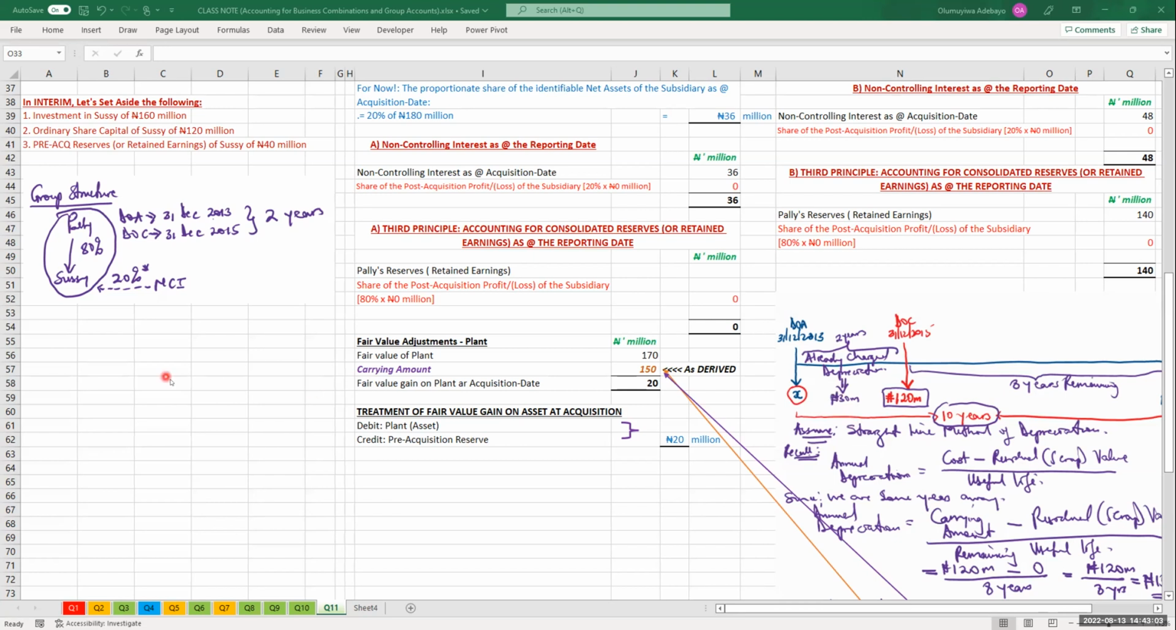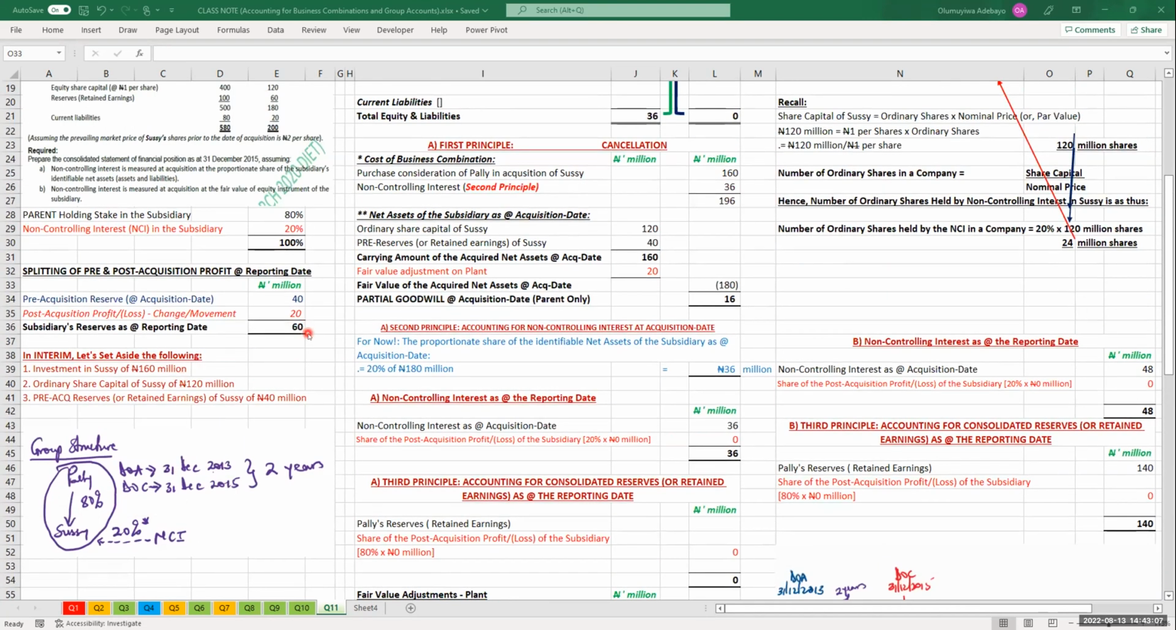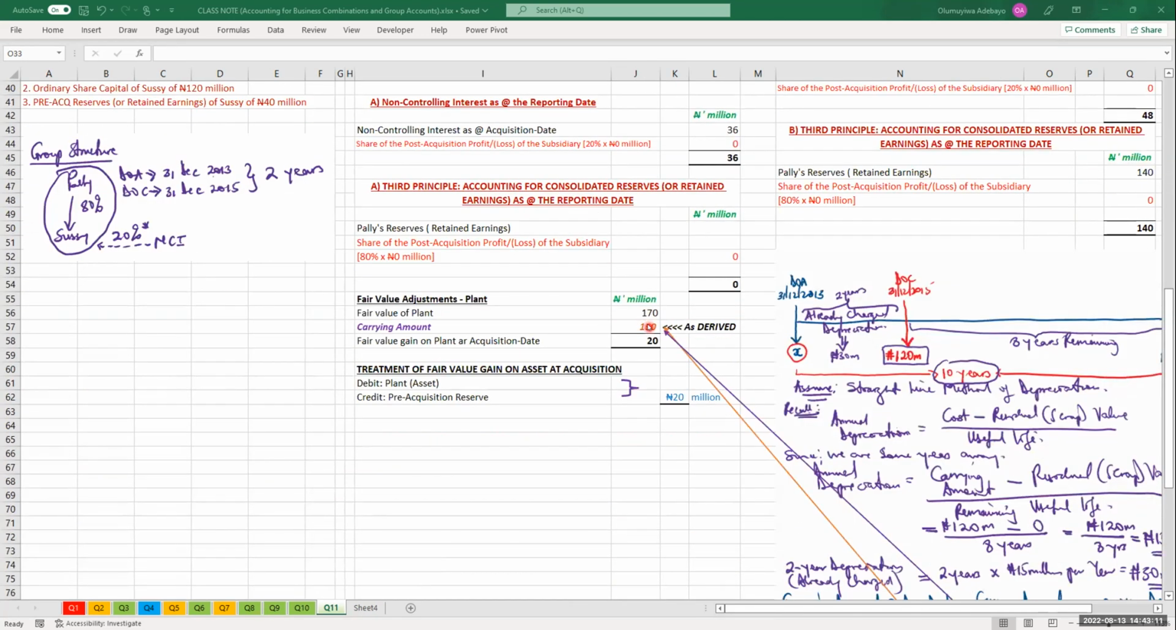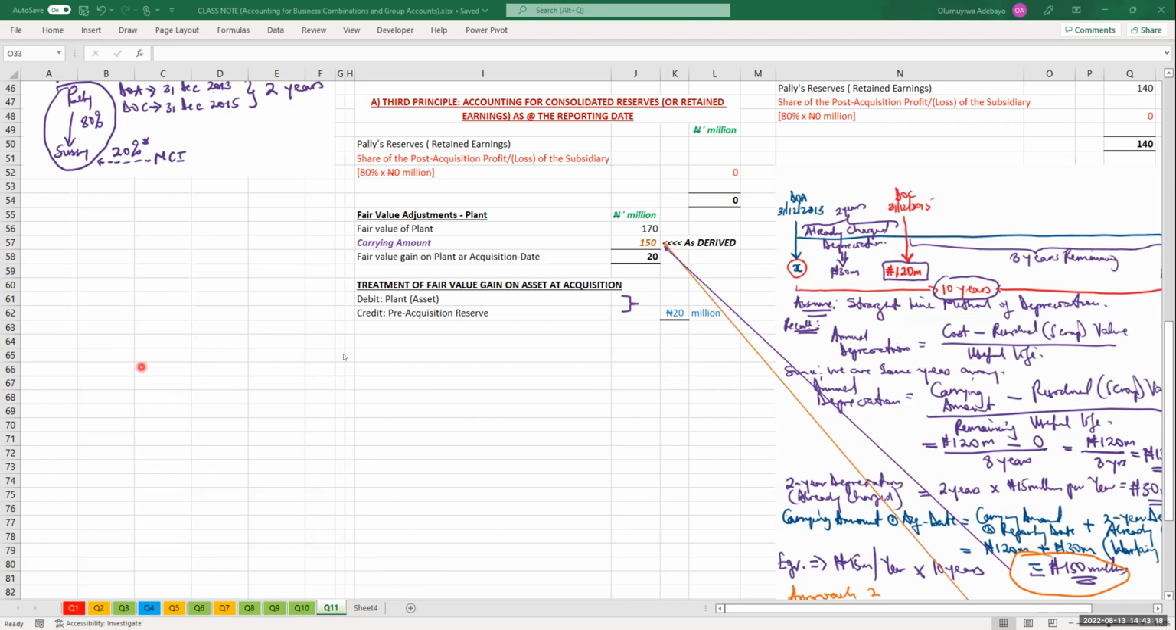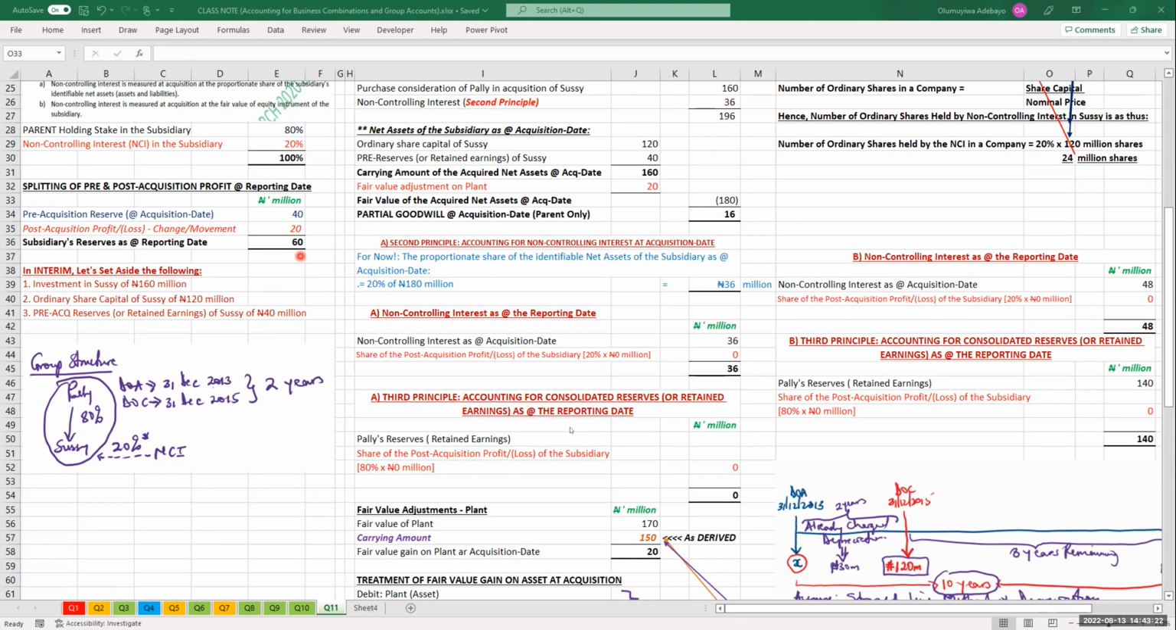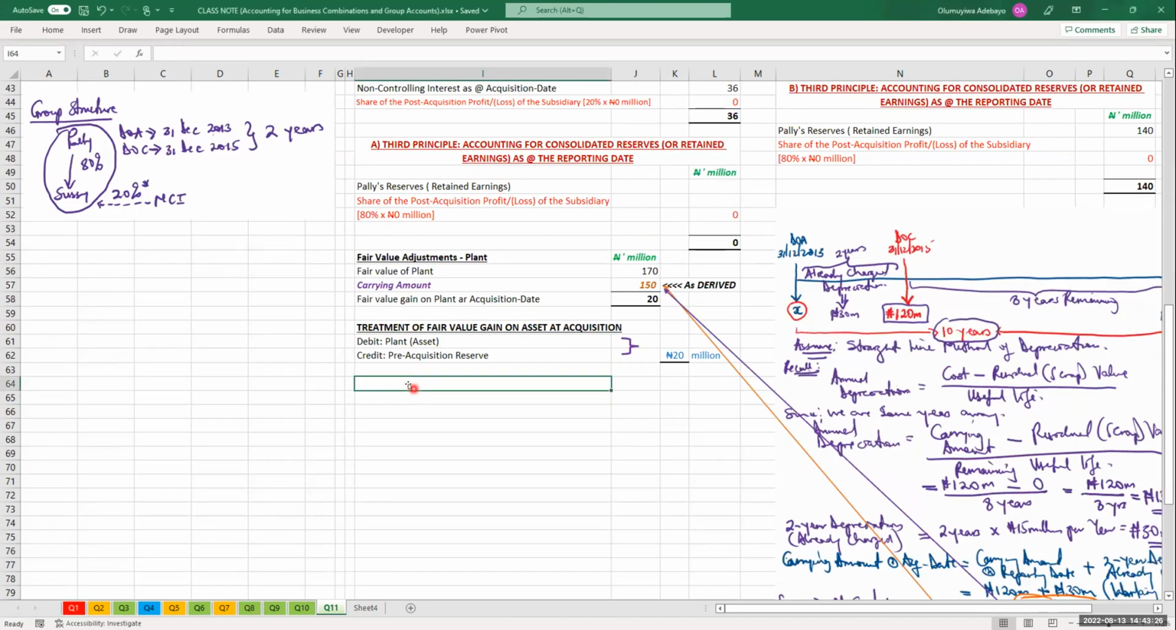And by so doing, he has overstated his profit. Because if you have charged depreciation on the basis of 170 and not 150, I can tell you vividly that the depreciation will have been higher than 30 million for the 2-year period. And therefore, the profits of the subsidiary will have reduced. Which then means that let us keep track of the depreciation adjustment on plants measured at acquisition date fair value.